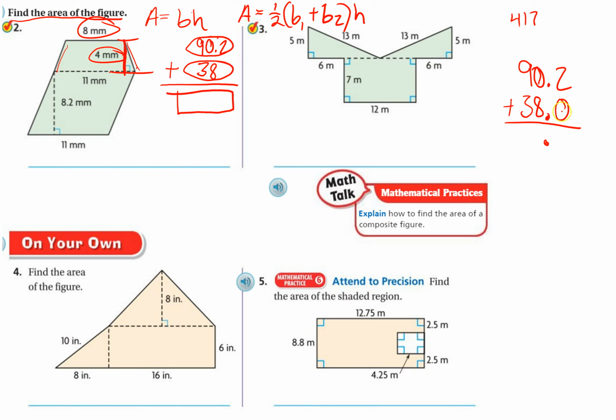So now we add. 2 plus 0 is 2. 8 plus 0 is 8. 9 plus 3 is 12. So our final answer, the area of the entire figure, 128.2, and it is millimeters squared. All right, so again, it's like one big problem with a bunch of little problems in it.